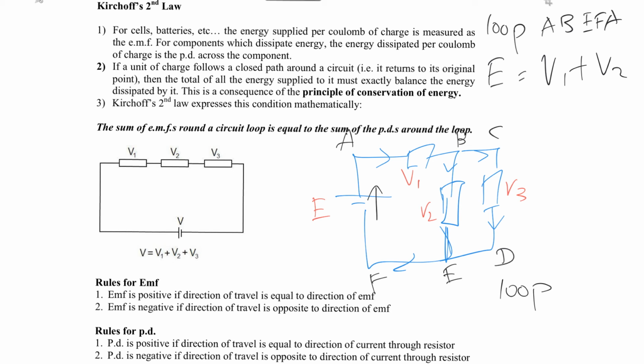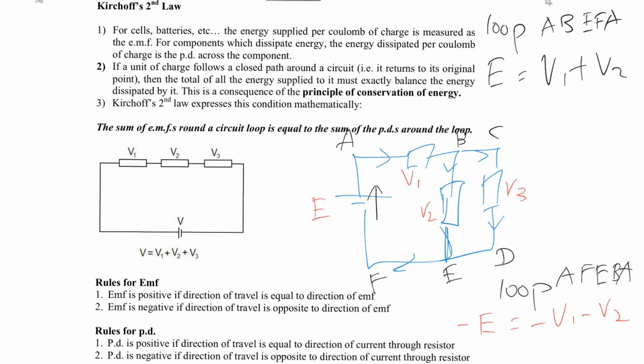I'll show you the difference if I read anti-clockwise. Let's say I read loop A, F, E, B, A. I'm traveling anti-clockwise this way, but the EMF is opposite, so therefore it is negative E. When I reach these two resistors, let's say I come to this resistor, I'm traveling to the left from B to A, but the current is from A to B. So it's a negative PD, equal to negative V1. And if I look at this resistor, I'm traveling from E to B, but the current is downwards, so it's a negative PD, so it's minus V2.